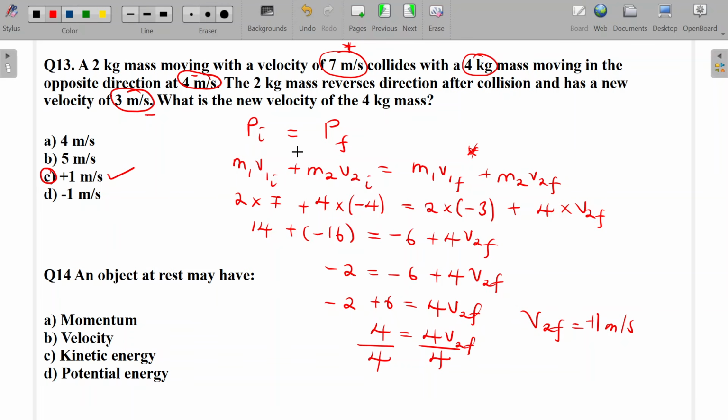Then they're asking us for the new velocity of the 4 kg mass. The 4 kg mass was moving in a negative direction, so you have that information, but you don't know the V2 final for the 4 kg mass. You don't know at what speed it is moving. A general question would always need to specify whether it was a perfectly inelastic collision or an elastic collision.